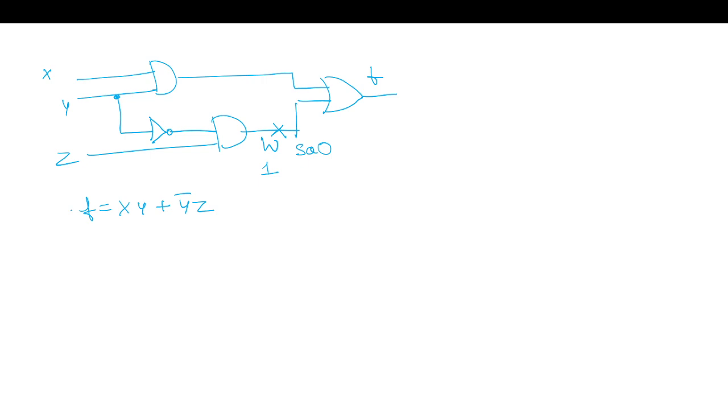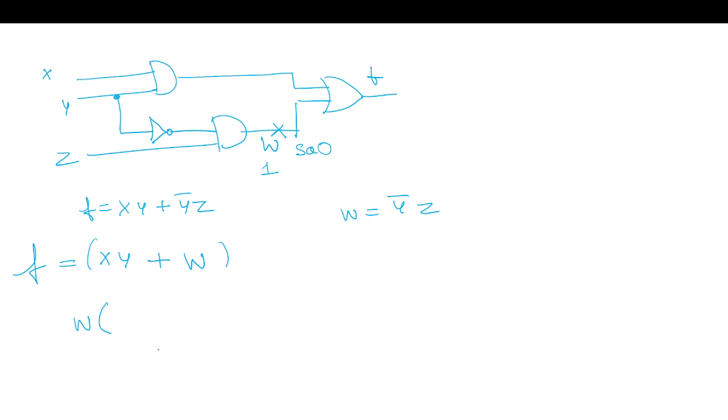For W stuck at 1, we want the expression in terms of W. So it is x, y XORed with W, where this W is y bar z. Now we have W to be 1, and this is the expression.